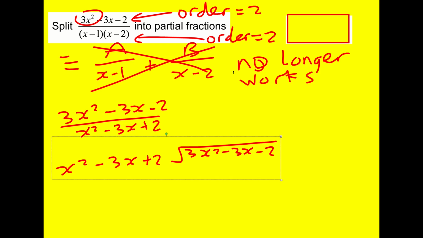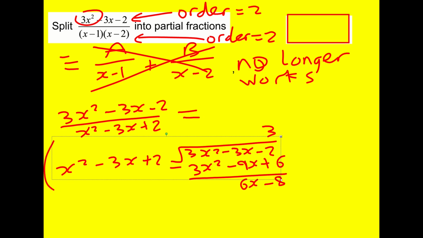Okay, x squared into 3x squared goes 3. Multiply back through: 3x squared minus 9x plus 6. Minus them, I'm going to get 6x minus 8. What I can do, if you're paying attention to what I wrote above, is that this thing here, I'm just going to put it in a bracket, is going to equal 3 plus 6x minus 8, that's my remainder, divided by this thing here, which I'm now going to rewrite in factorized form.